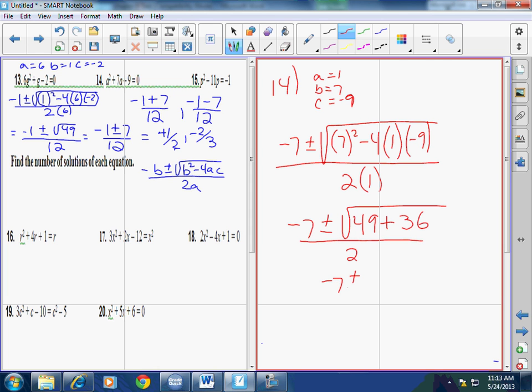So this is negative 7 plus or minus square root of 85 over 2. Done. Nothing you can do with that. You cannot simplify that any further.